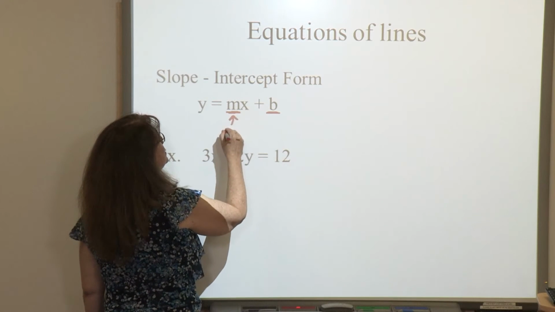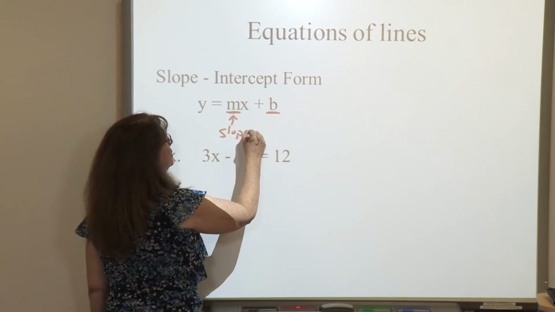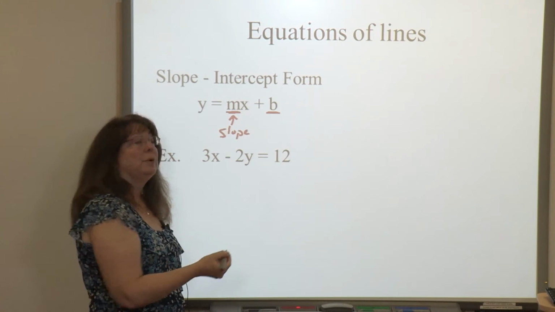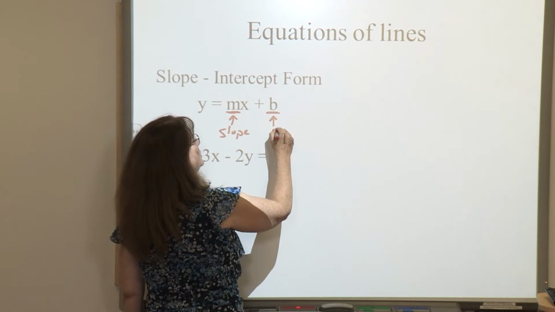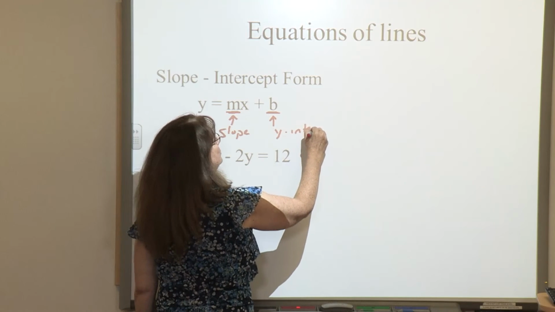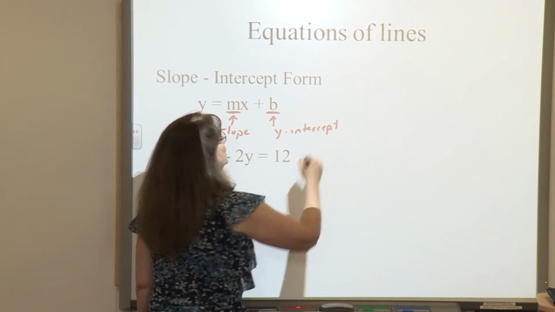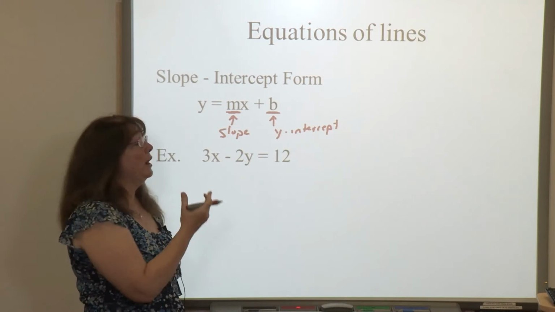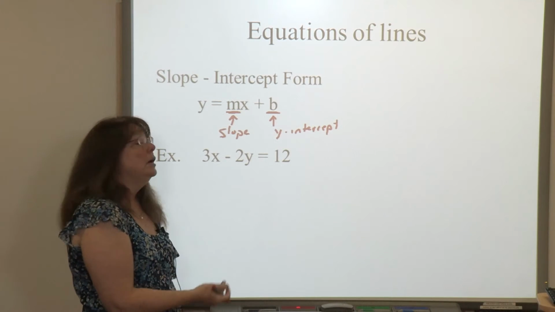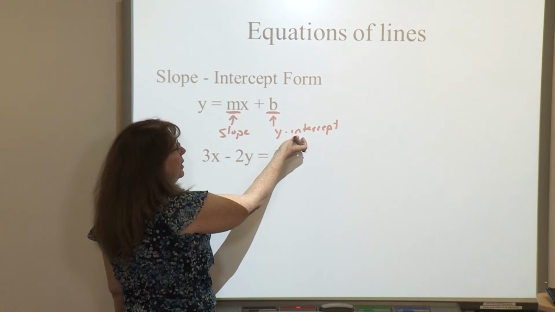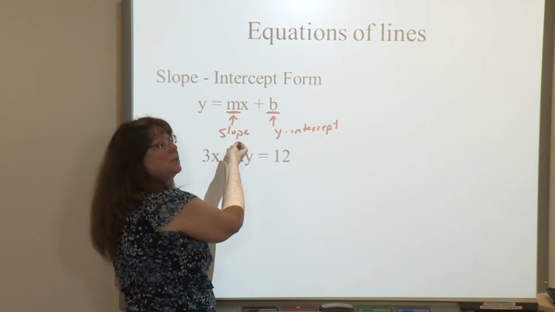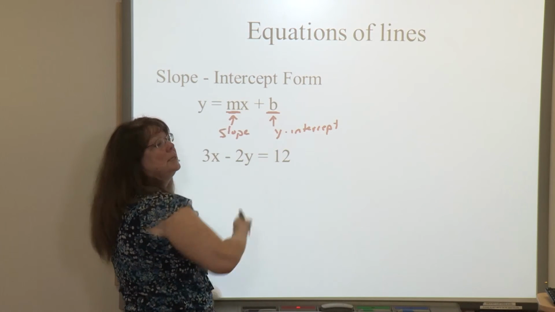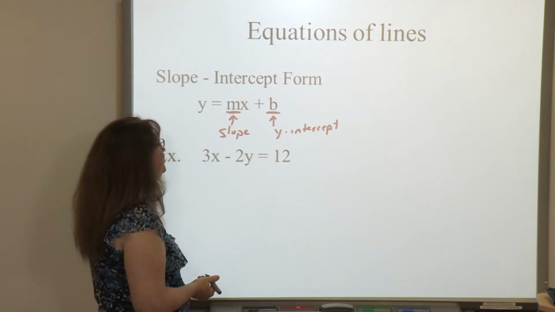M represents the slope, which we just discussed. B represents the y-intercept, which we talked about at the beginning. If you have an equation that's in this format, it's very easy to go right from the equation to the graph, because you can see where you're going to cross the y-axis, and you can use the idea of the slope, the rise over the run, to get another point on the line.